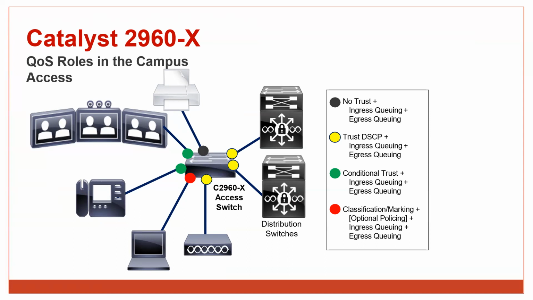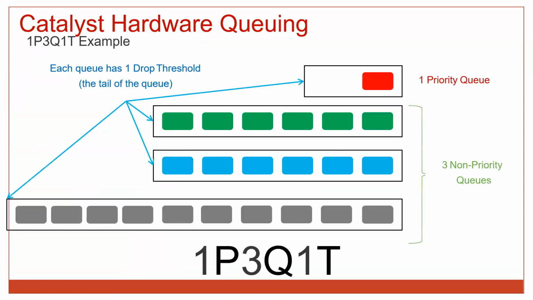So how we can do the queuing, how we can do the hardware queuing, how we can understand the QoS between the 2000 series switch. Because if you understand 2000, you can understand 3000, 6000, 4000, 9000, etc. Let's try to understand this.